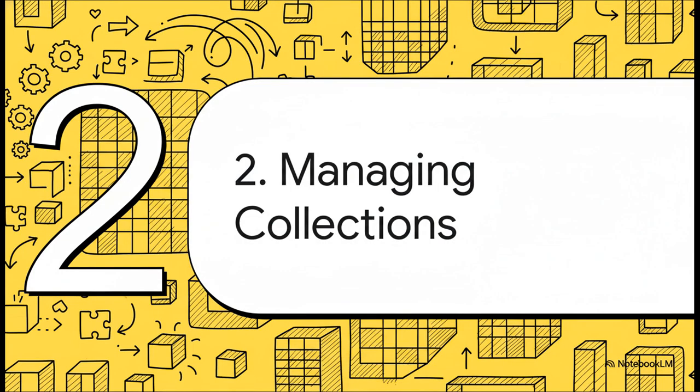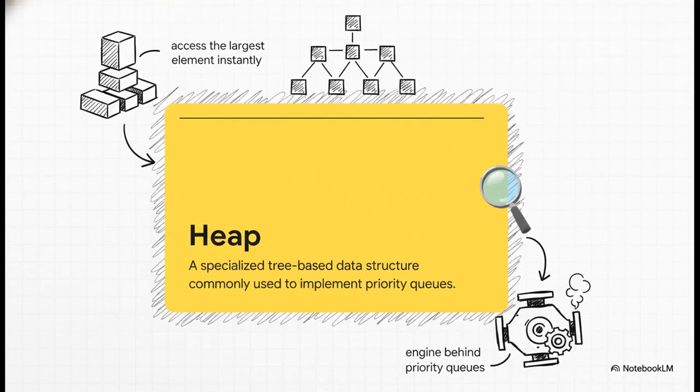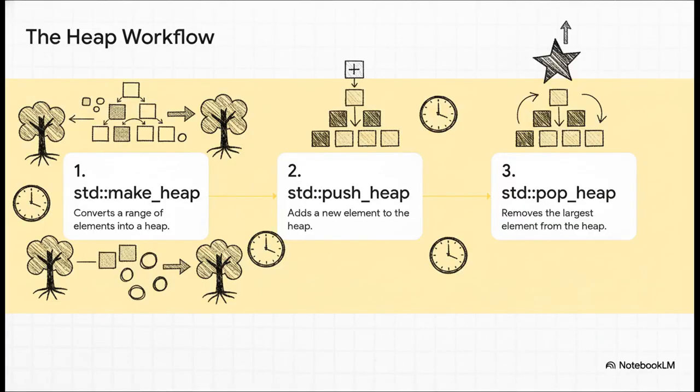So let's zoom out a bit. We've talked about finding one thing, but what about managing and comparing whole collections of things? Yeah, the library has some seriously sophisticated tools for that too. First up, heaps. Now, I know the word heap can sound kind of scary and academic, but the idea is actually pretty simple. A heap is just a clever way of organizing your data so you can always instantly get the biggest or smallest item. It's basically the engine that makes priority queues work. And the best part is, the algorithm library makes using them an absolute breeze.